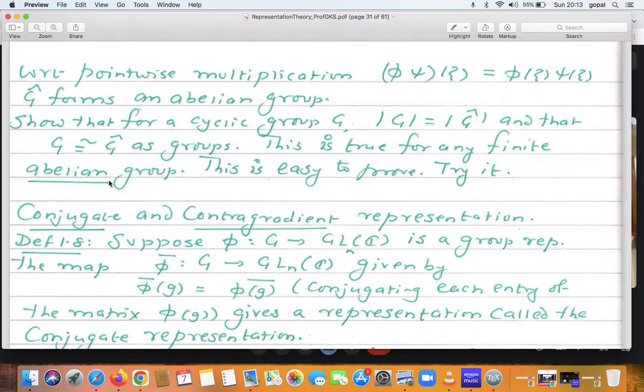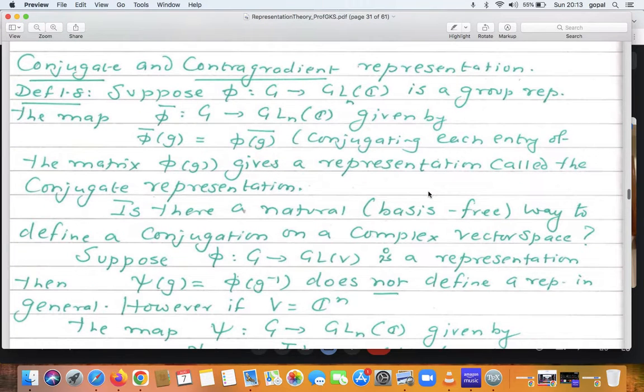Now the next thing is that G and G hat are isomorphic for finite abelian groups. This is easy. Try it out. That's an exercise. The next thing is conjugate and contragredient representation. Suppose phi from G to GL_n(C) is a group representation. Then you look at the map phi bar from G to GL_n(C), where you take phi bar of g to be, you take phi(g) and then take the conjugate. In other words, you take the matrix phi(g) and you conjugate every entry of the matrix.